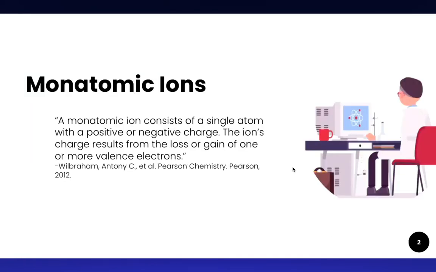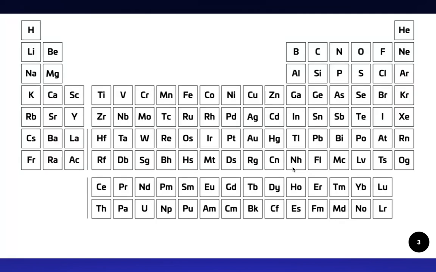The definition of monatomic ions is an ion that consists of a single atom with a positive or negative charge. The ion's charge results from the loss or gain of one or more valence electrons. So let's refer back to the periodic table.